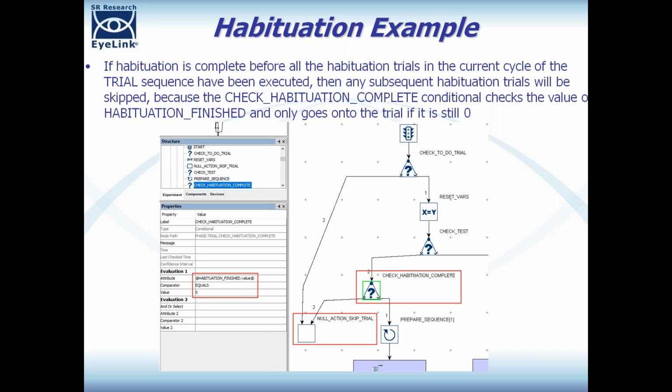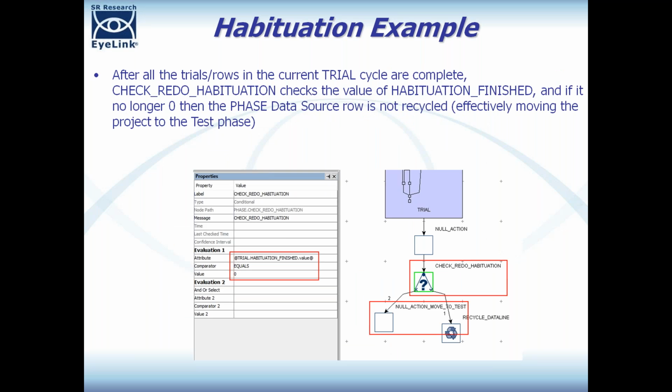Okay, so at that point we will have completed habituation. Once we get our habituation finished variable set to 1, that means we have met the criteria for finishing habituation. Basically, when we get back to the end of our trial sequence, so we go through all the trials here and get to the end of that, we're going to check our variable again, habituation finished.